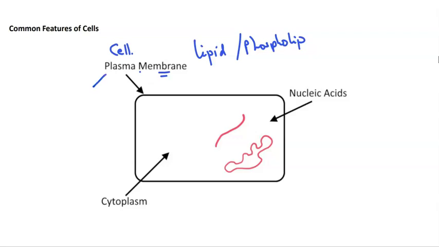And the function of the plasma membrane is quite elaborate. We'll study this in greater detail, but it's to control what goes into and indeed what goes out of the cell. So there's a control mechanism within this membrane.